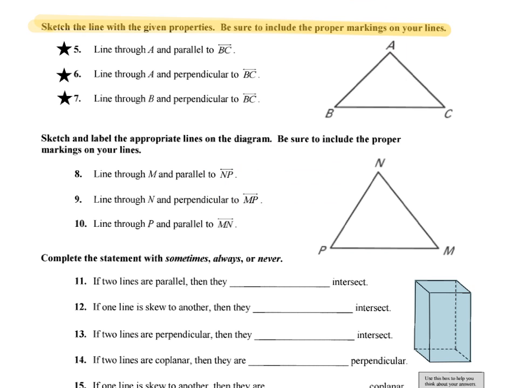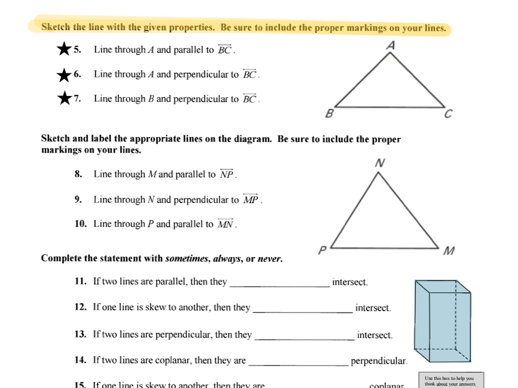All right, we're going to unpause the video here, and we're going to read this next question. It says, sketch the line with the given properties. Be sure to include the proper markings on your lines. So we're going to be using these points, A, B, and C, to draw lines that are parallel or perpendicular.